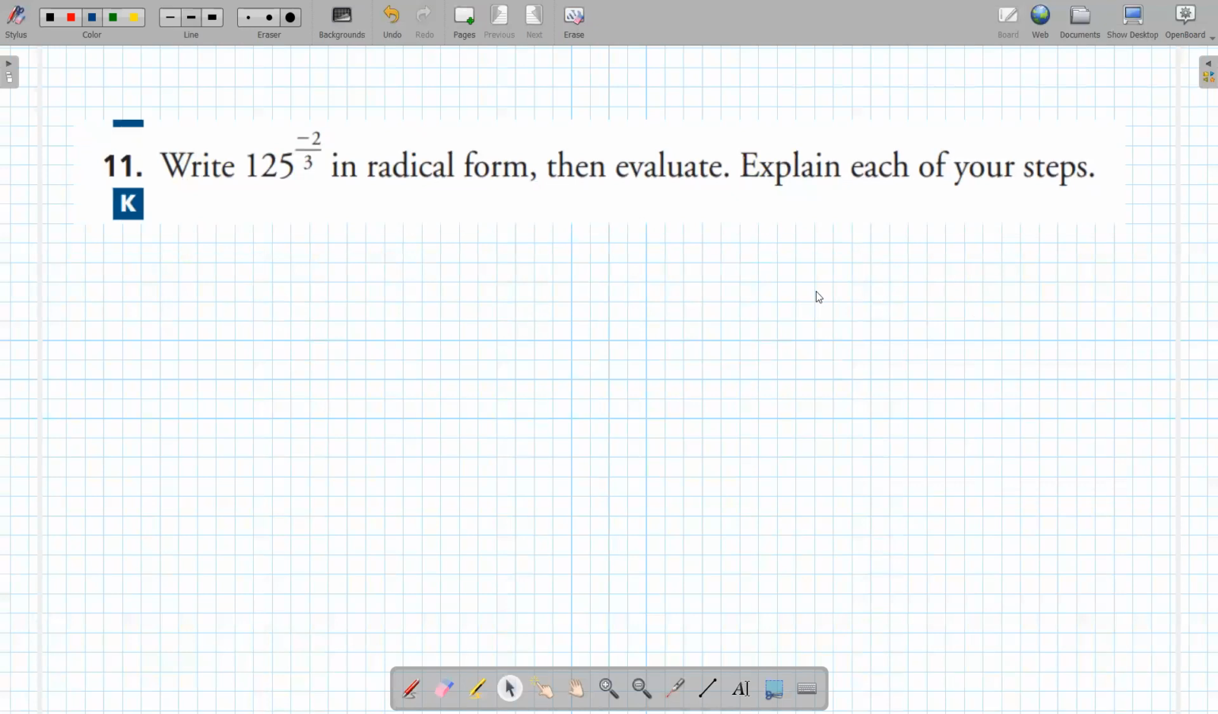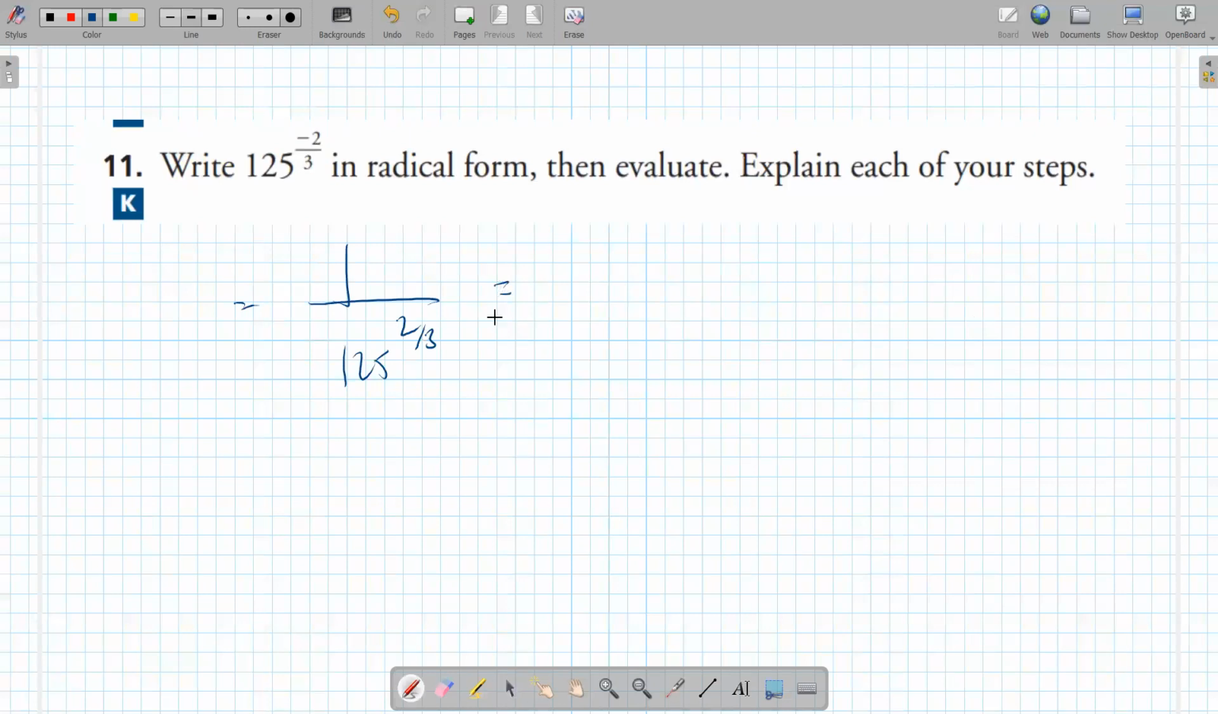Right? 125 to the negative 2 over 3 in radical form. Then evaluate, explaining each of your steps. Alrighty. What's the first step here? You throw it under 1. Yeah, let's toss this guy. What's the next step?